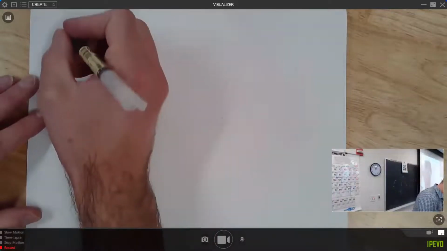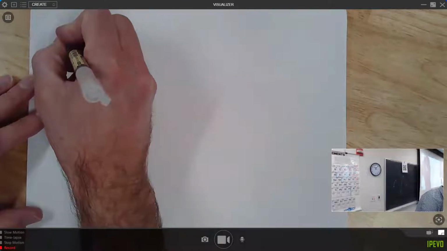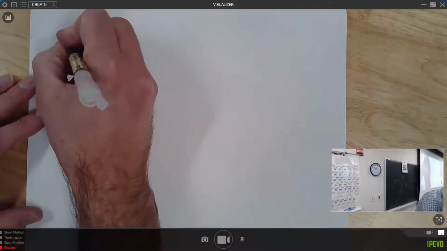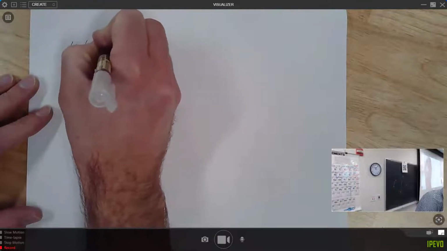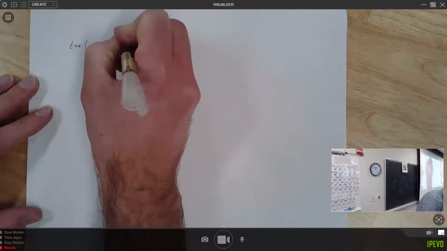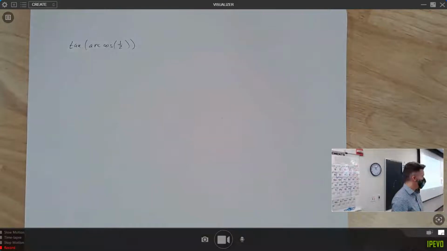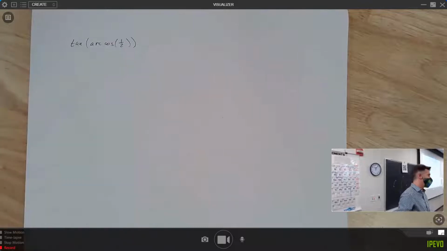So what if I wanted to evaluate, say, something like tangent of arc cosine of 1/2? Terrible. Who wants to do that? These ones in the REL thing are not so bad, because arc cosine of 1/2 is actually an angle we're kind of expected to know.